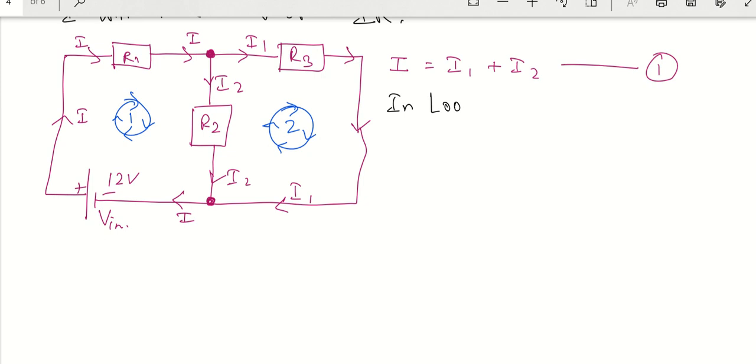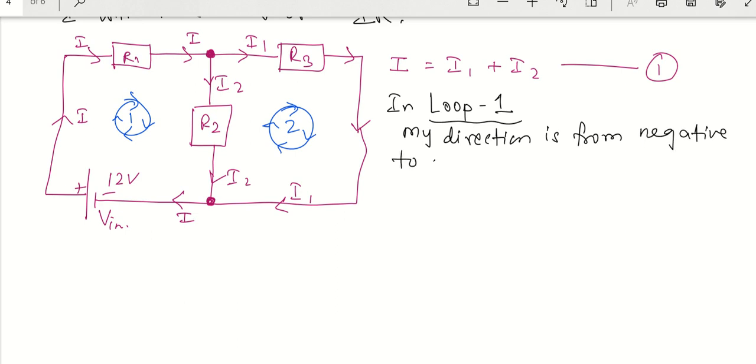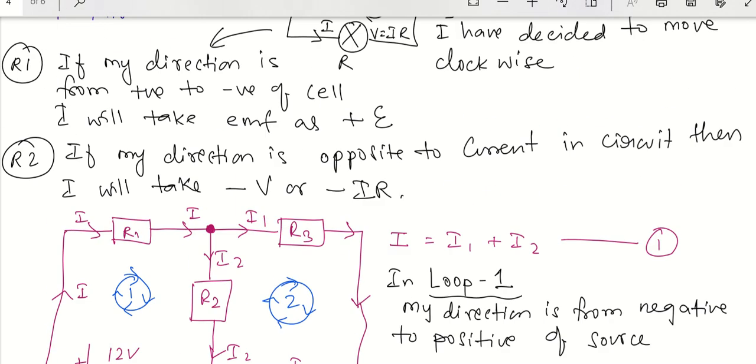So in loop 1, let us say, in this loop, what's going to happen now? See, I am moving from, my direction here is from negative to positive of source. Did you understand? So my direction here is going from negative to positive. See, I am going like this direction. Okay, negative to positive. And then up here, we already decided one rule we made here.